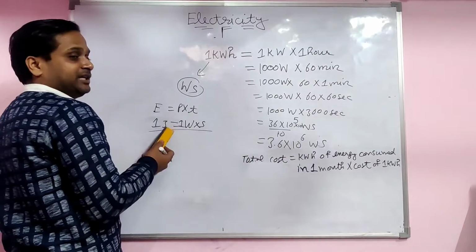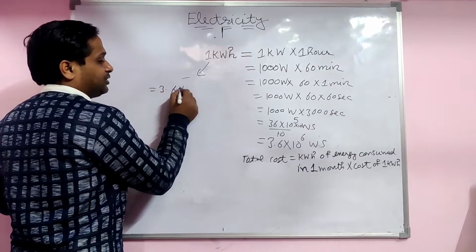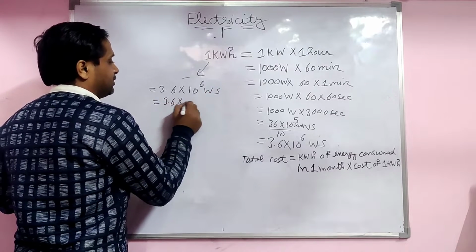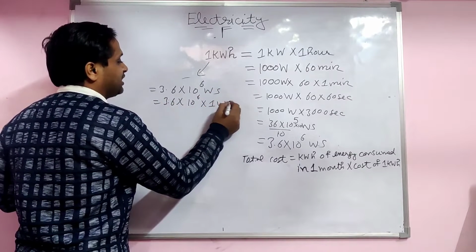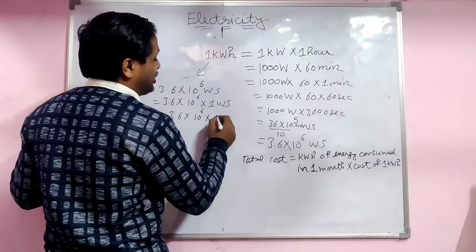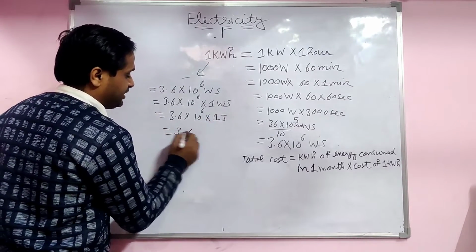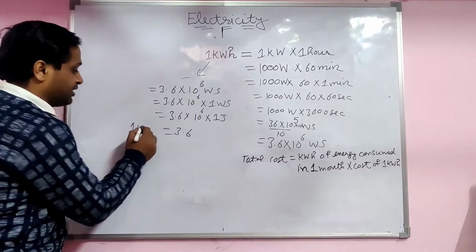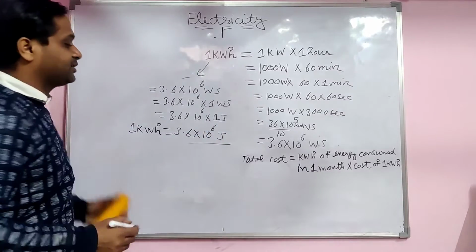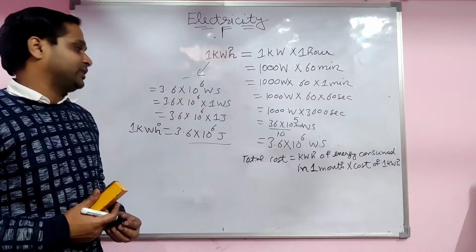Convert the watt second into joule. 3.6 into 10 raised to power 6 watt second. Very easy, student. And 1 watt second is equal to 1 joule, so the answer comes in joule only. Yes, 1 kilowatt hour is equal to 3.6 into 10 raised to power 6 joule. So this is the answer, student.